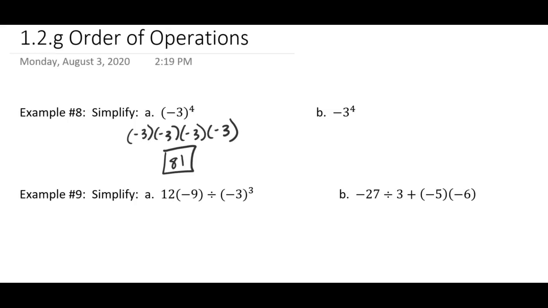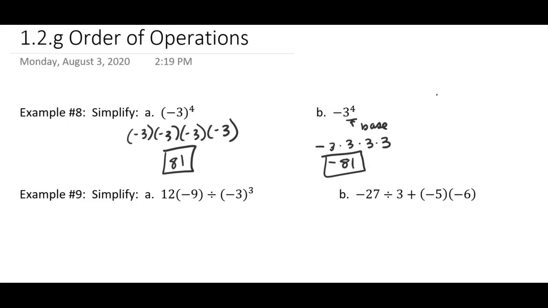The second part, B, is not the same problem. It is not -3 to the 4th power. The 3 is the base. That's the base. The 4 is the exponent, and it's only on the 3. There's only one negative sign, or opposite sign, if you want to think of it that way. So it's the opposite of 3 times 3 times 3 times 3. We only have one negative sign, and so that's going to be -81.